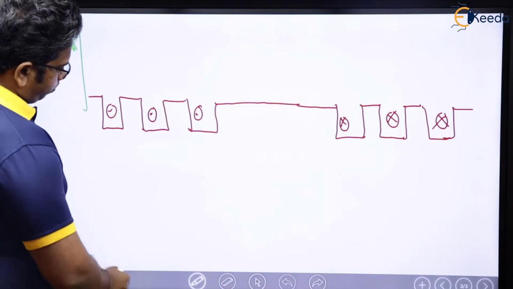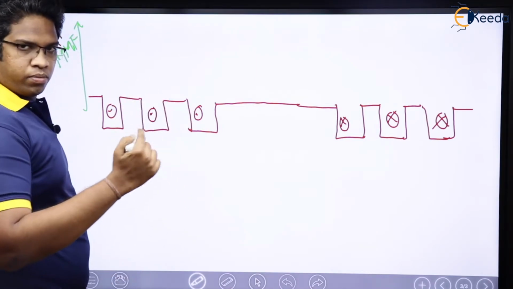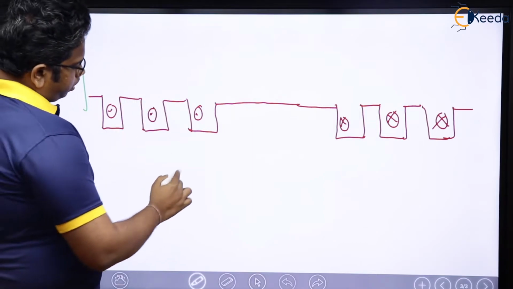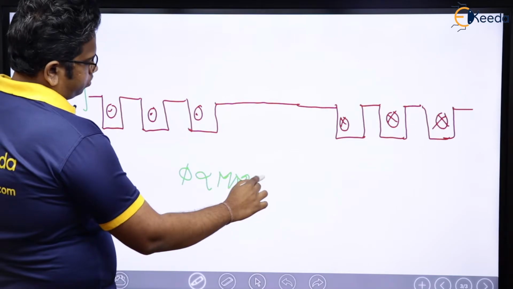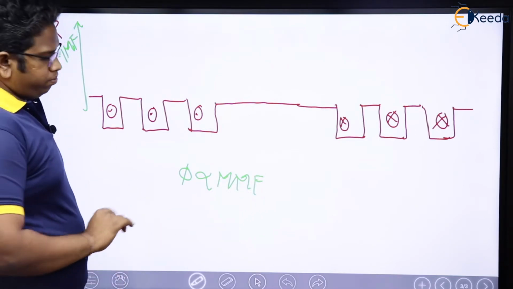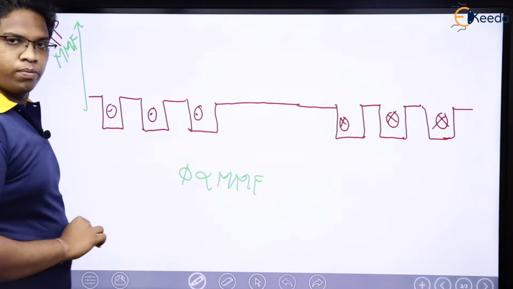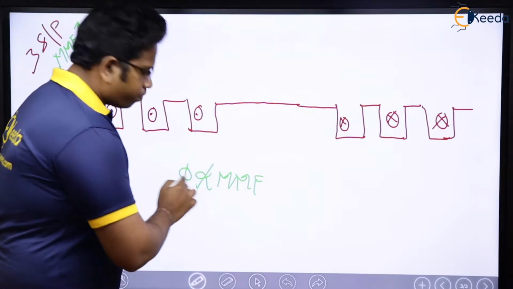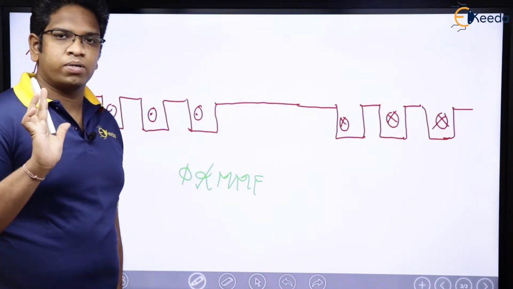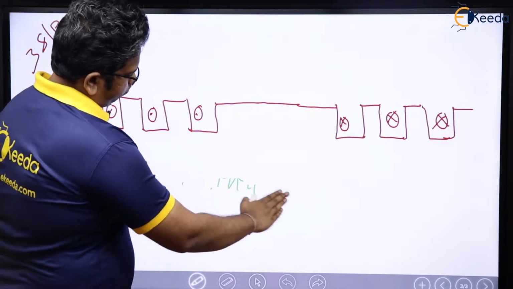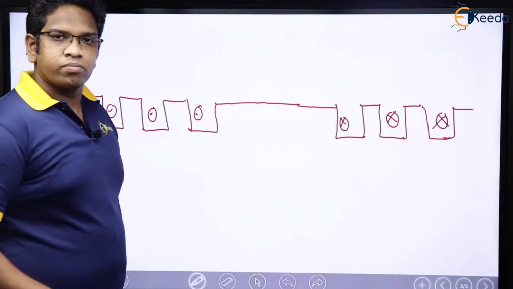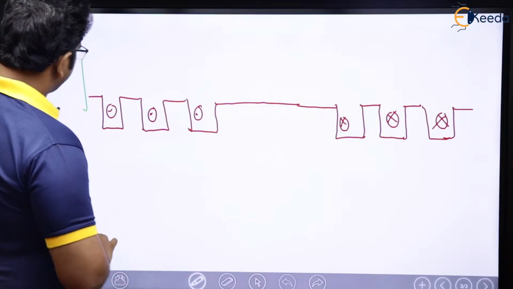See here, actually what happens is, up to some point, flux and MMF are proportional to each other. When they are not proportional, we will discuss when the time comes. That is the reason right now I am only considering MMF. Anyway, see here.